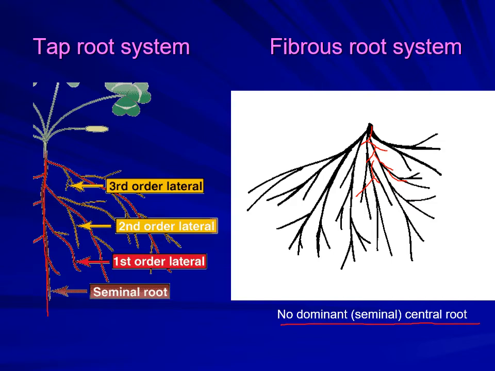Are there different advantages to the different ones? Yeah, yes and no. The taproot kind of gives you that deep, firm anchor that the plant can hold on to. It can also get down fast to where there's water, so in drier conditions, that sometimes is advantageous. But that's not necessarily essential because grasses are often very drought tolerant plants and they have a fibrous root.